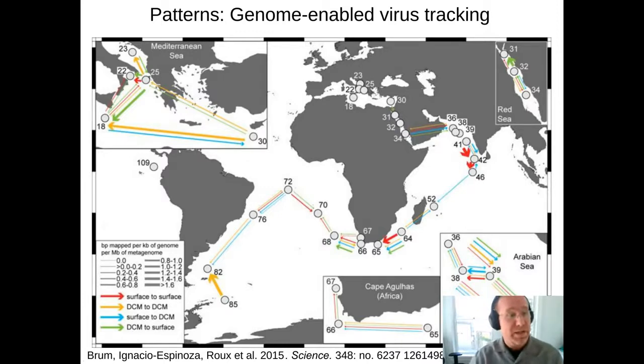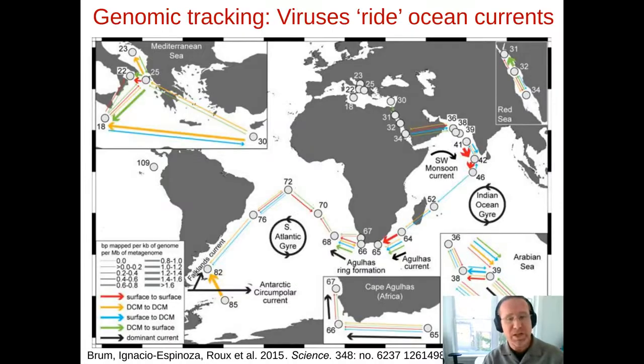So we've got some catalogs now, hundreds of thousands of viruses cataloged from around the oceans. What do we start to see? So this is our cruise track where the gray dots are where the boat stopped for 24 to 48 hours and did a bunch of oceanographic sampling. And the arrows between the dots represent the movement of virus populations based upon abundances of the genomes, genome-enabled virus tracking. And what we see when we layer on the ocean currents is that these viruses seem to ride or drift with these ocean currents.